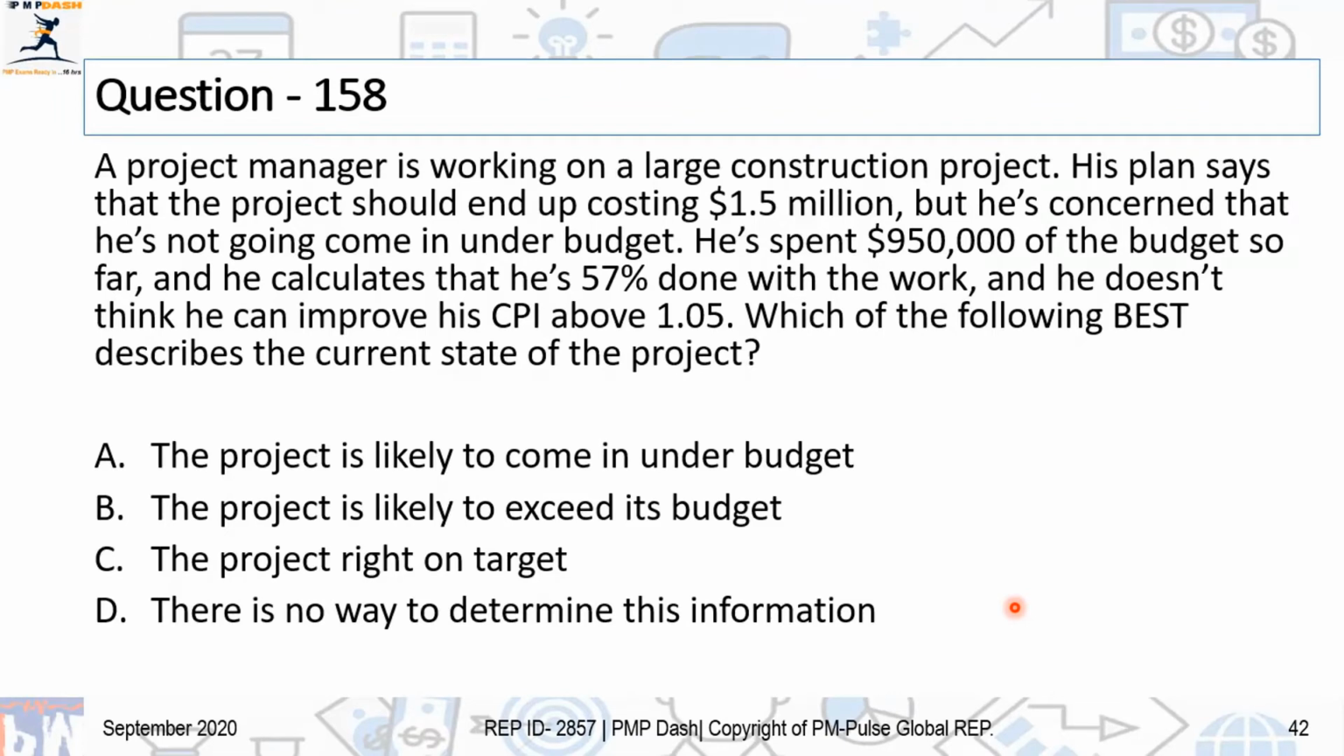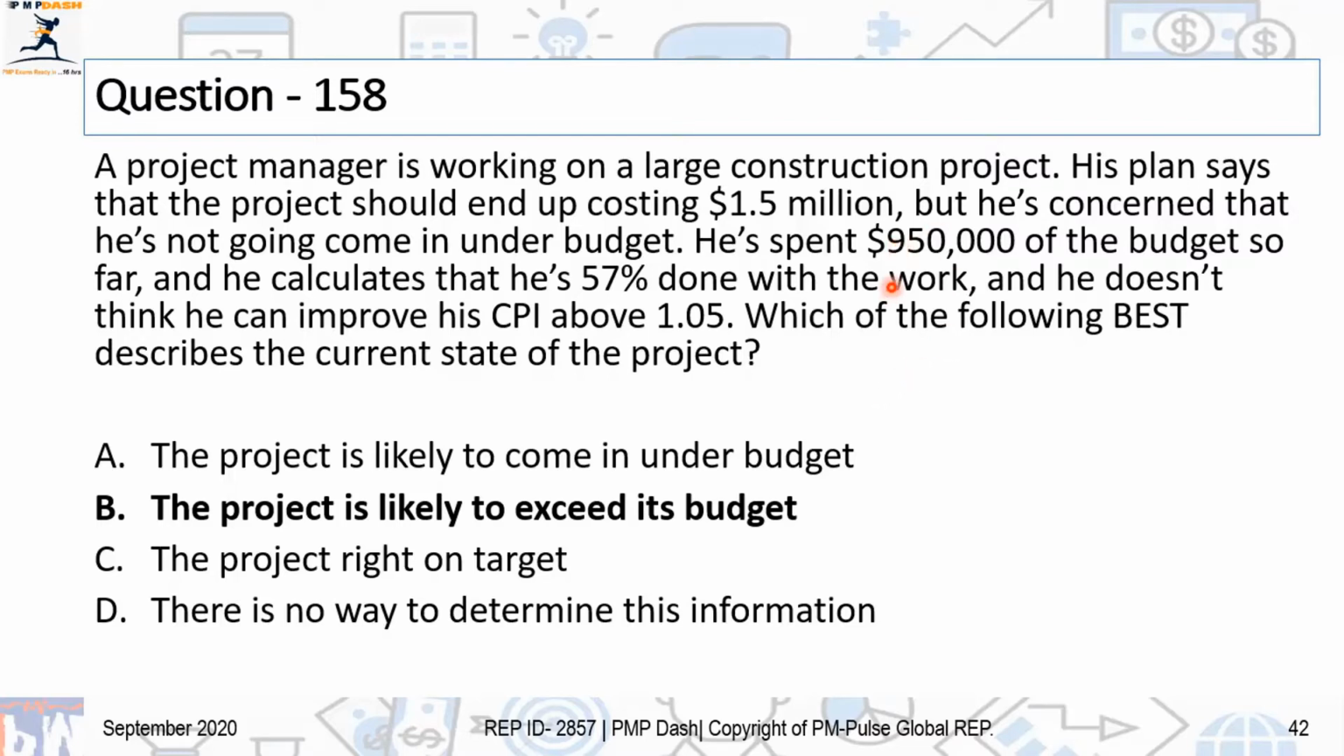And the correct answer is B. The project is likely to exceed its budget, right? A lot of people get this wrong. In fact, a lot of people say the project is likely to come under budget because they don't do calculations. What you don't know is that here you have to calculate TCPI. This is a TCPI question.